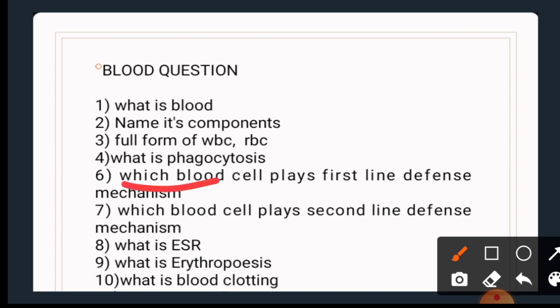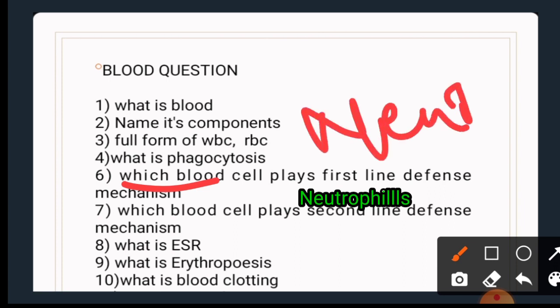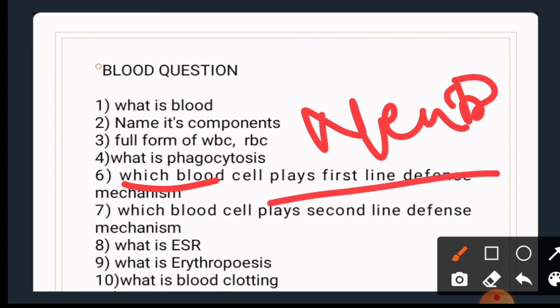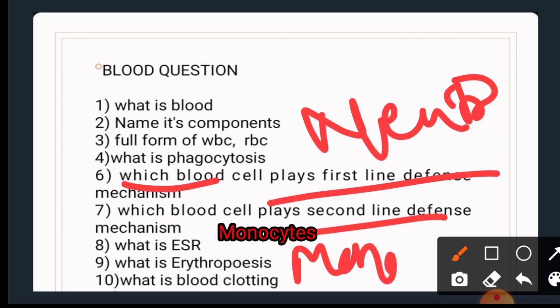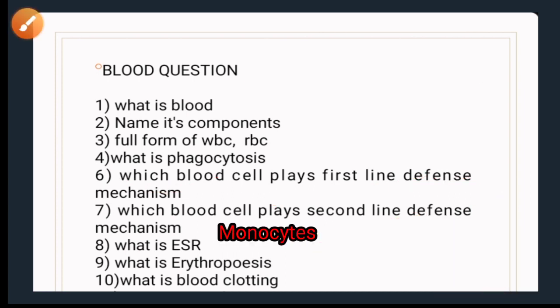Which blood cell plays the first line defense mechanism? As we know, most of the WBCs play a role in defense and produce phagocytosis action, but the neutrophil is considered the first line defense mechanism cell, whereas the monocyte is considered a second line defense mechanism cell.